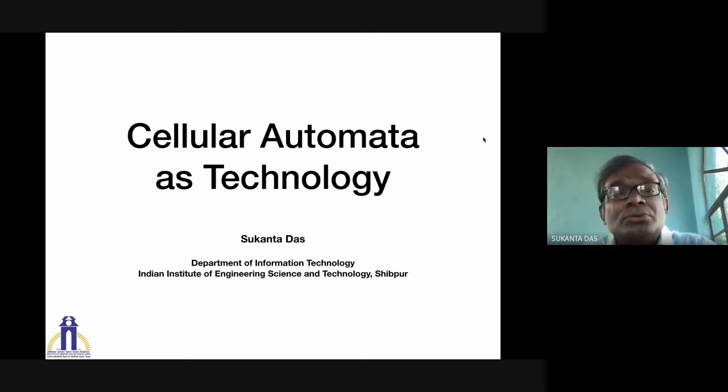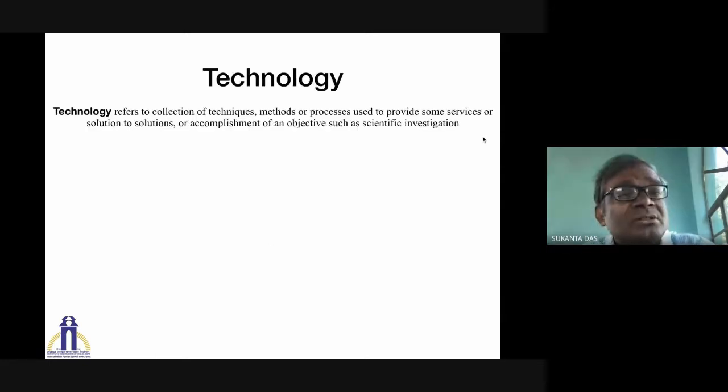By technology we mean a collection of techniques or methods or processes used to provide some services or solutions to some problems, or accomplishment of an objective such as scientific investigation. So technology is actually a collection of techniques. We showed that a cellular automaton itself acts as a technique to solve some real life problems.